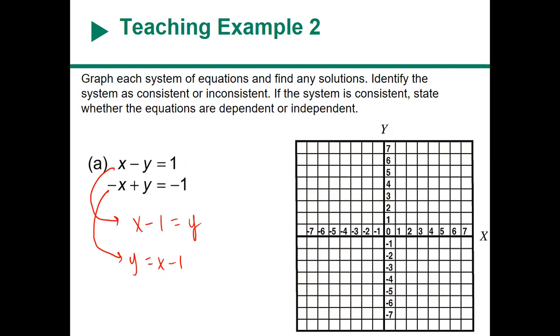Okay, right off the bat, what do I notice is happening here? They have the same slope, same y-intercept. So what does it tell me my solution is going to be? Infinitely many, okay? Because their slope and their y-intercept are the same. So what this means is that when I graph, no matter which one I graph first, it's still just going to be one line on my graph paper.